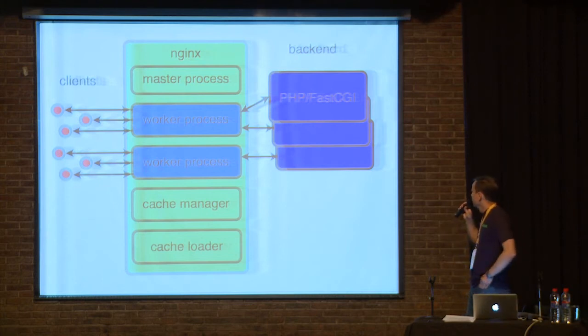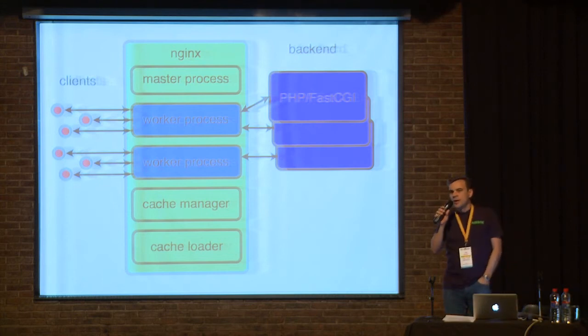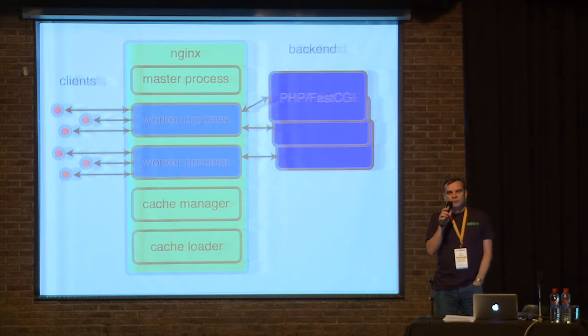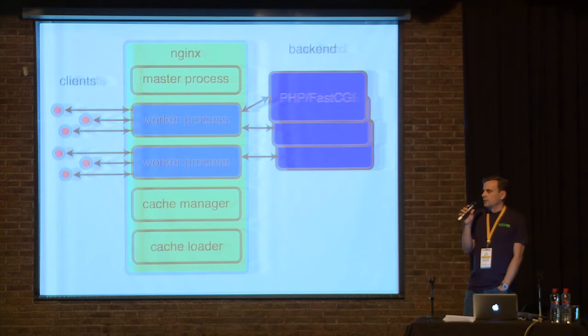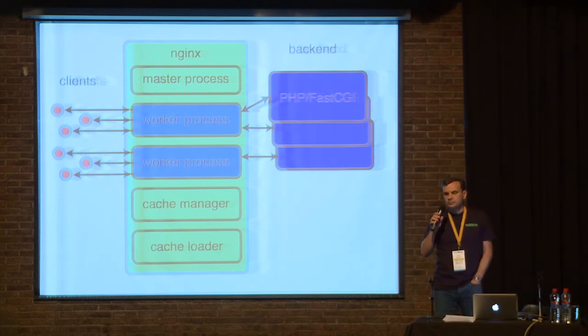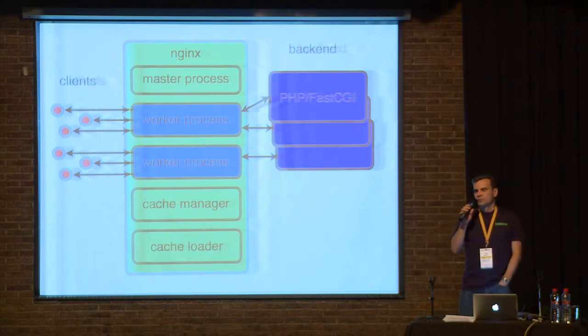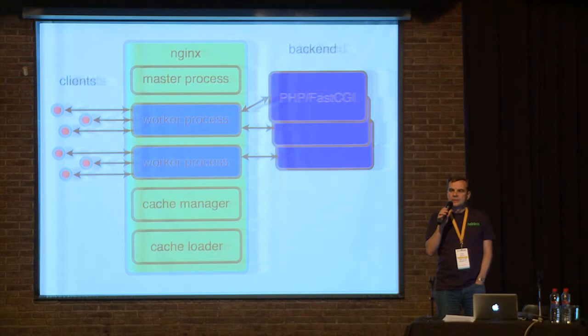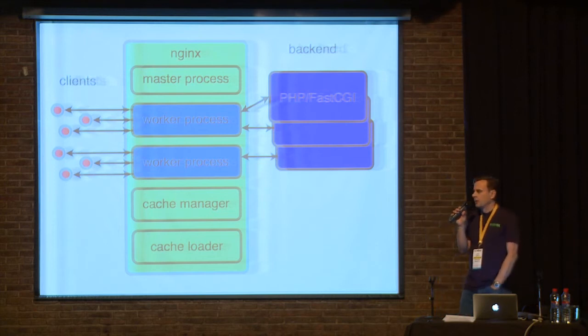Besides worker processes, there are also two helper cache processes, cache manager and cache loader. NGINX stores cached responses in simple files in the usual directory hierarchy. Between all processes, there is a shared memory, and metadata of all cache data is stored in this memory.